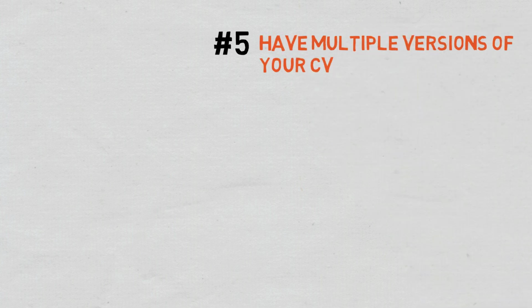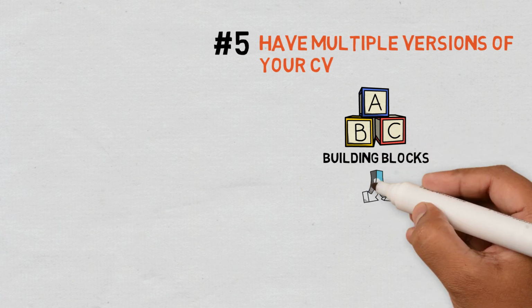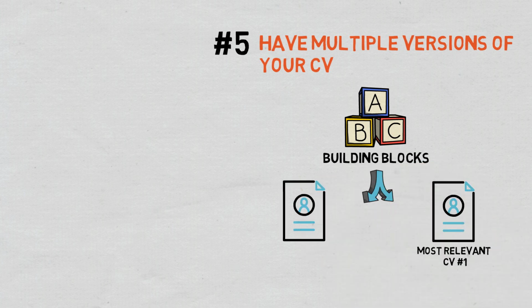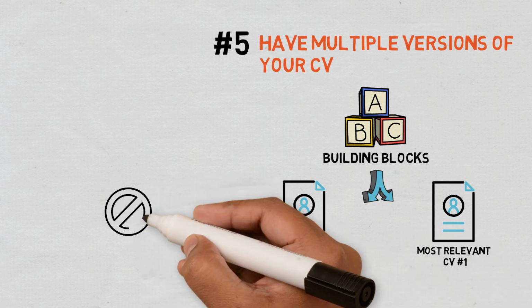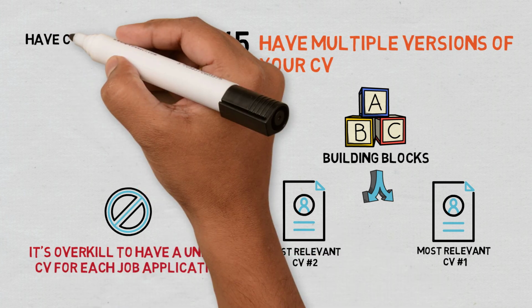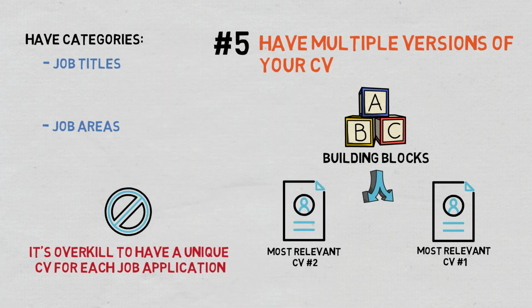Number 5. Have multiple versions of your CV. Using the building blocks mentioned, we have come to realize that we can use a certain combination of building blocks to have your CV be more relevant to the job post. This being said, you can also have multiple versions of your CV that you can send to different jobs you are applying for. I know it may be overkill to have a unique CV for each job you are applying for, but maybe have categories such as job titles or job areas. Having a unique CV for different job titles you are applying for may be more successful for you.